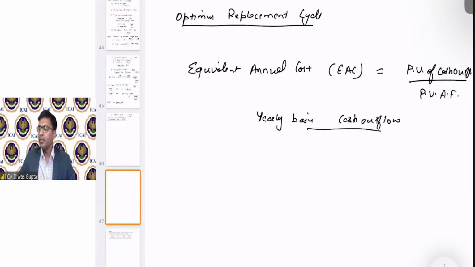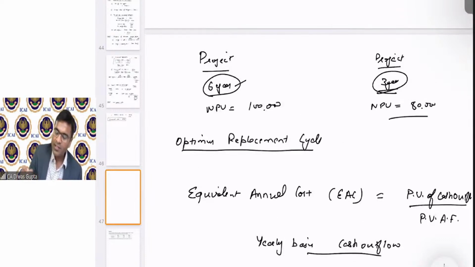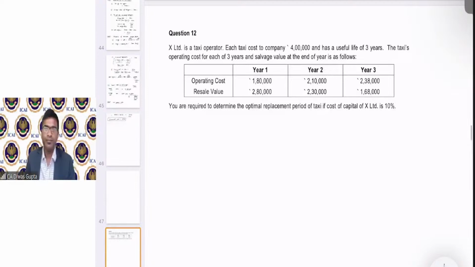But the essence of this concept is that we are trying to arrive at the yearly amounts and then do a comparison. Okay, because only then will this 6 years and 3 years become comparable, right? Once you arrive at the yearly amount for 6 years and the yearly amount for 3 years, then only it will be comparable. Let us understand with this question number 12.